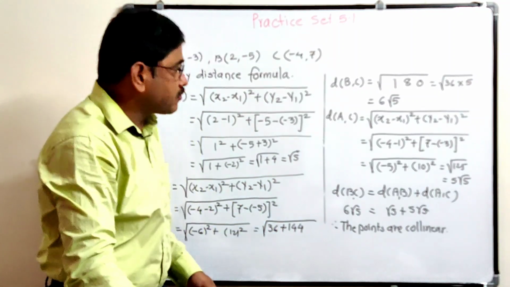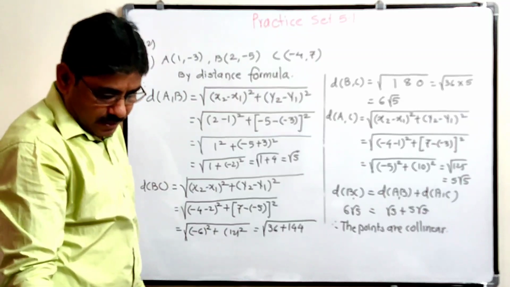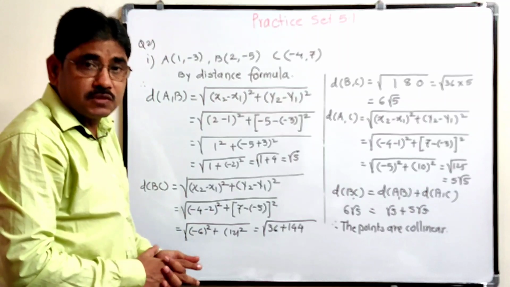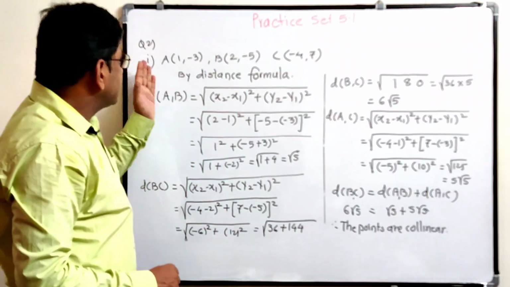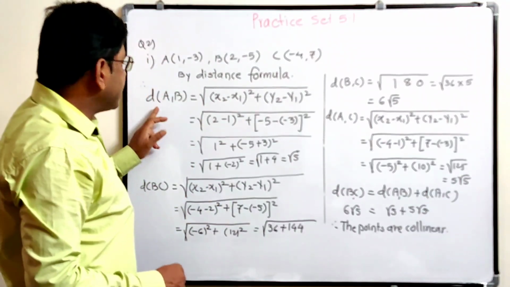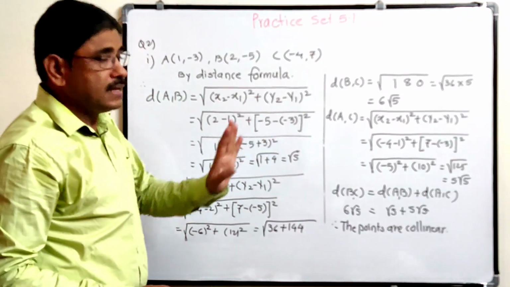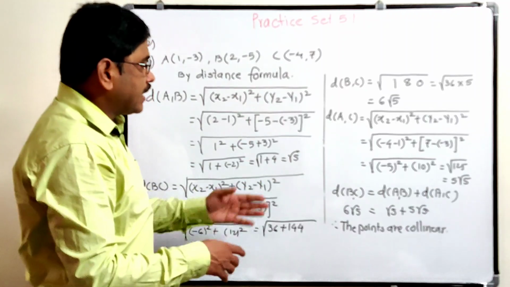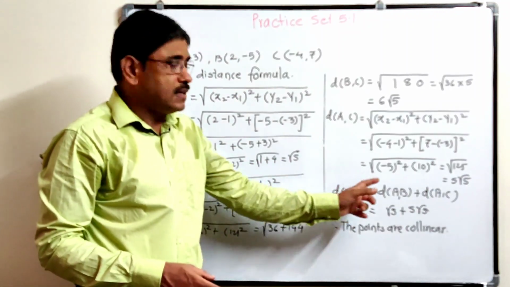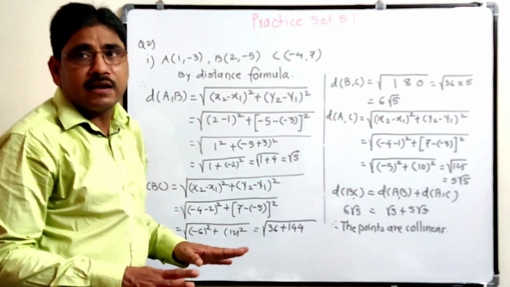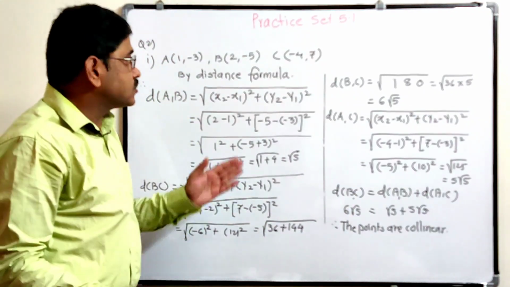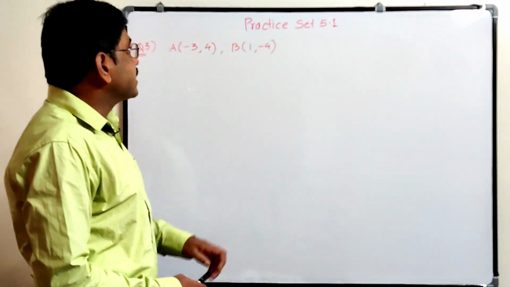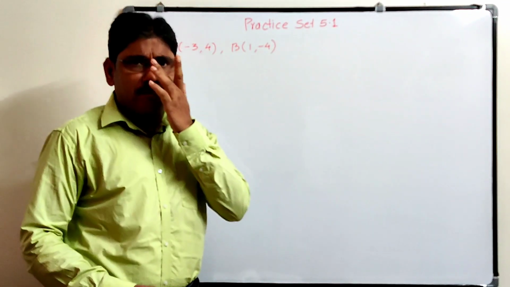So in this way, in question number 2, remember 4 sums are there. You can solve the remaining sums on your own. Same, we have to find distance AB, then BC and AC. If PQR are there, then distance PQ, distance QR, distance PR, and then decide the larger distance is equal to sum of the other two, then collinear, otherwise these are not collinear. So this is the question number 2. Now let us see question number 3 from practice set 5.1.